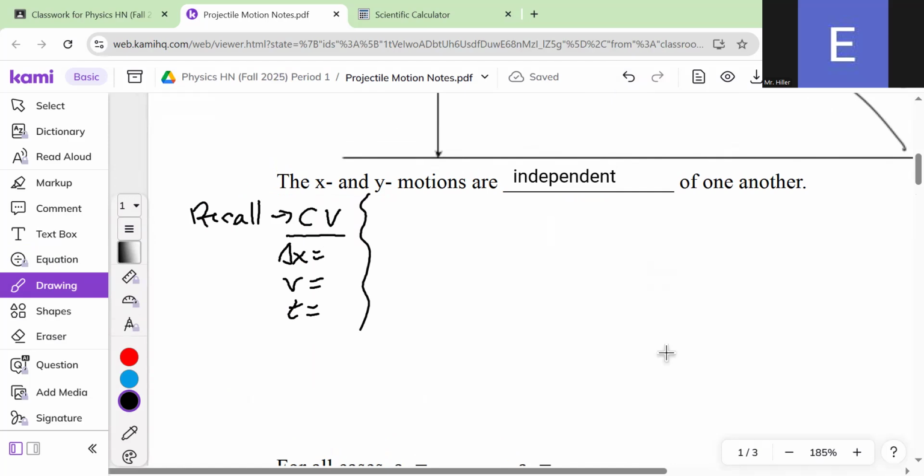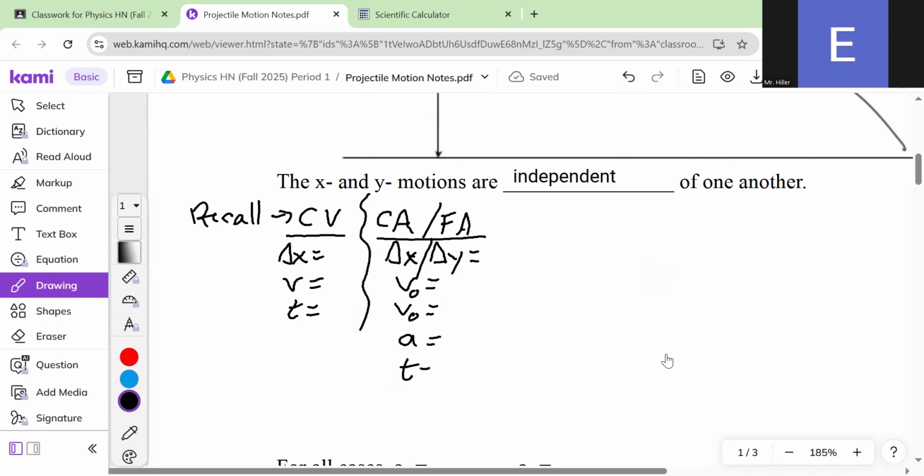When you had a concept such as constant acceleration or even free fall acceleration due to gravity, you made a list of variables: either delta x or delta y, v, v naught, a, and t. So you had a list of five variables.